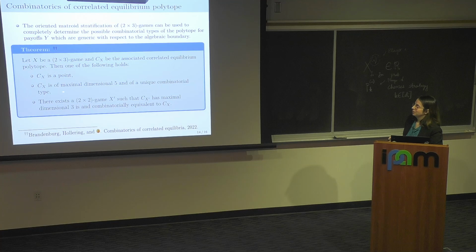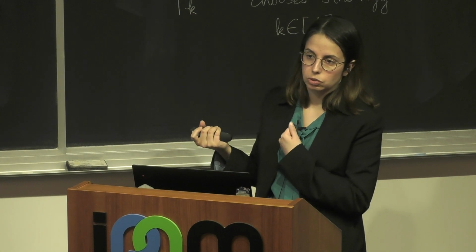If you have a correlated equilibrium polytope of maximal dimension 5, so living in a 5-dimensional ambient space, this maximal type has a unique combinatorial type. Or if your polytope is not full dimensional, then there exists a smaller game such that the correlated equilibrium polytope of the smaller game is combinatorially equivalent to the polytope that you started with.